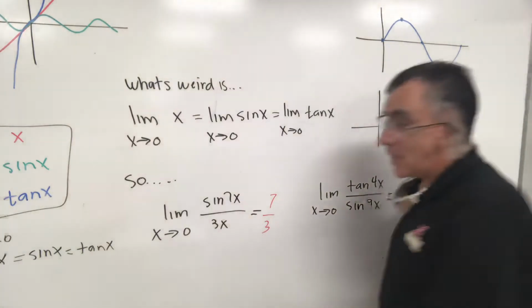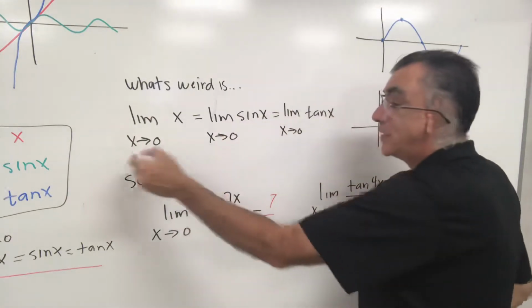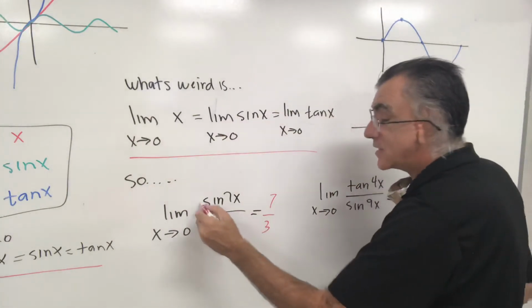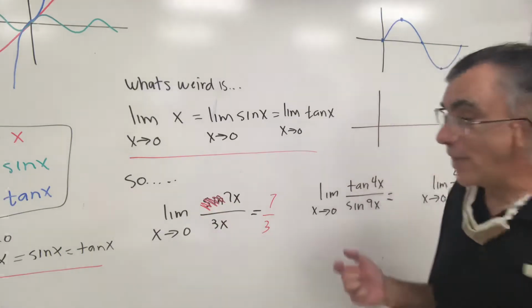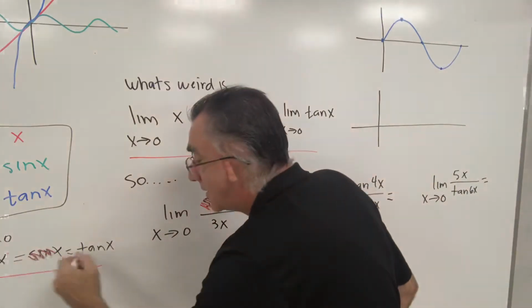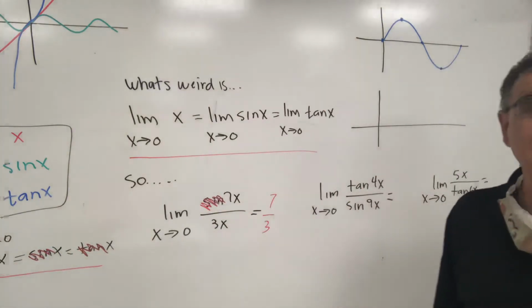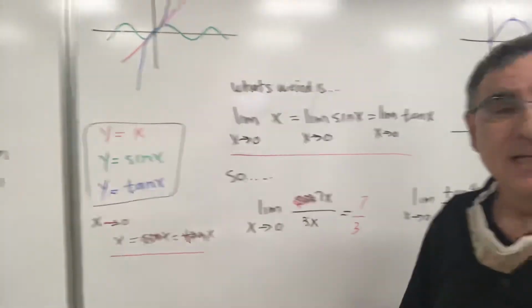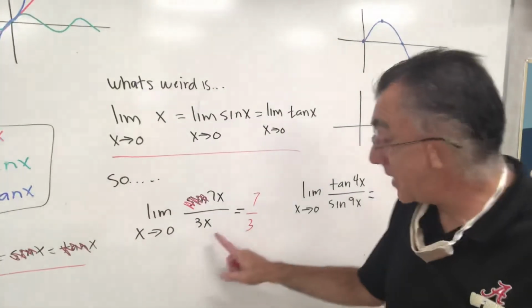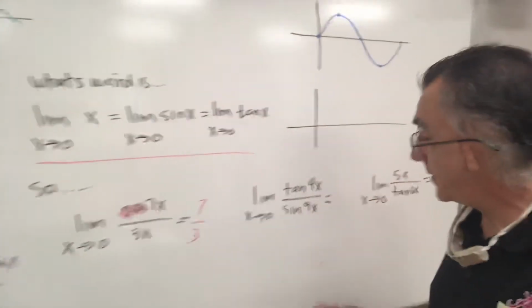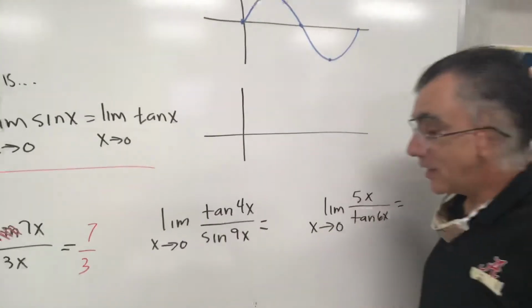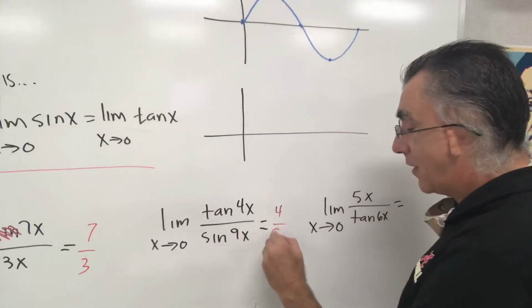Because see, if this is true, the sign doesn't matter. I can throw it away. I can throw the sine and the tangent away around 0, right? Now you can't normally do that. It's got to be going to 0 to throw the sine away, right? Same thing here. This has got to be 4/9, right?